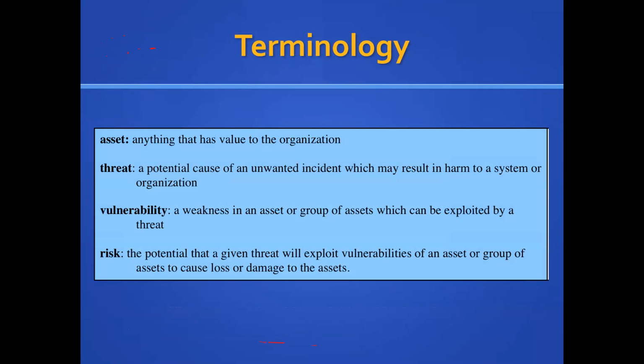So here's some terminology. We've identified asset, and then we've also talked about threat, vulnerability, and risk. In this case, a threat is a potential cause of an unwanted incident, which may result in harm to a system or organization. Vulnerability is a weakness in an asset or group of assets which can be exploited by a threat. And then the risk is the potential that a given threat will exploit vulnerabilities of an asset or group of assets to cause loss or damage to those assets. You can see the risk combines all the other three into one single statement.